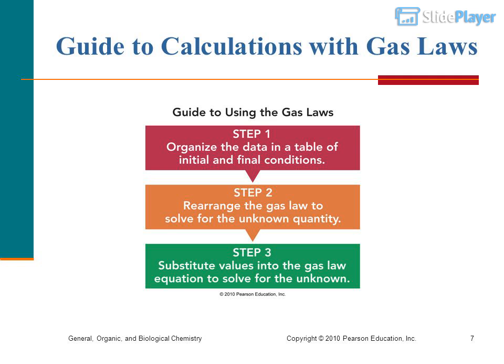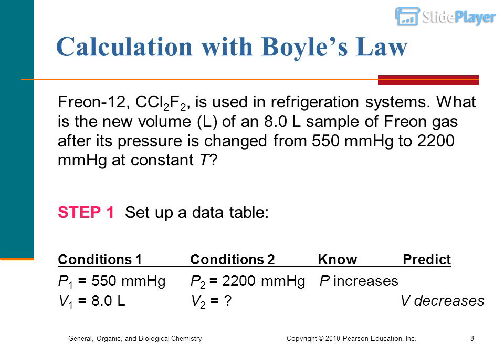Guide to calculations with gas laws. Calculation with Boyle's law. Freon 12, CCl2F2, is used in refrigeration systems. What is the new volume, in liters, of an 8.0 liter sample of Freon gas after its pressure is changed from 550 mm Hg to 2200 mm Hg at constant T?